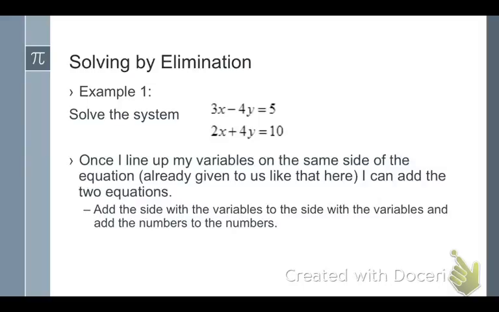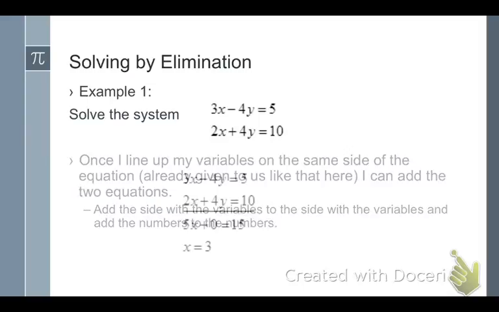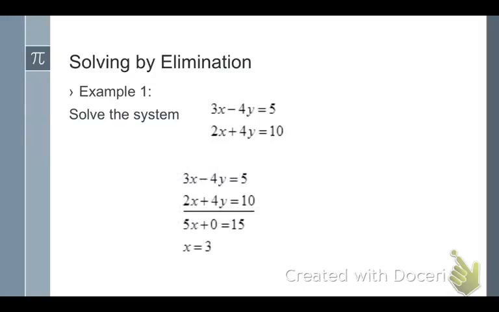So you line up your variables, and you have to make sure you line up. You don't want to accidentally add your x's with your y's. And I add the two equations. So when I add the two equations, I have the 3x plus the 2x gives me the 5x. The negative 4y added to the positive 4y gives me a 0, and that just goes away. I don't need to regard that when I'm finishing my solution. So 5x equals 15 is what I'm left with. I divide both sides by 5, and I get x equals 3.